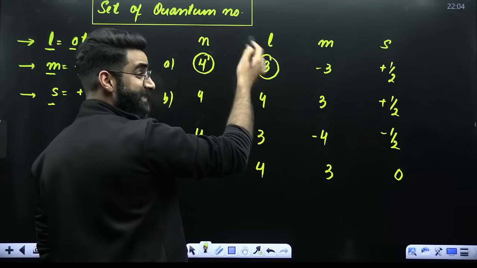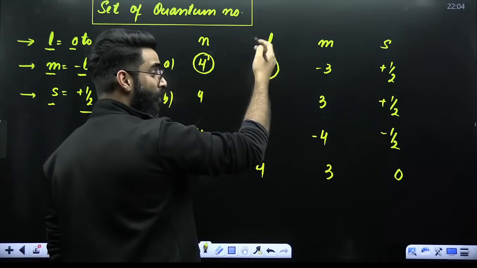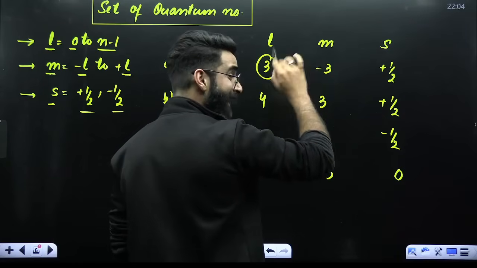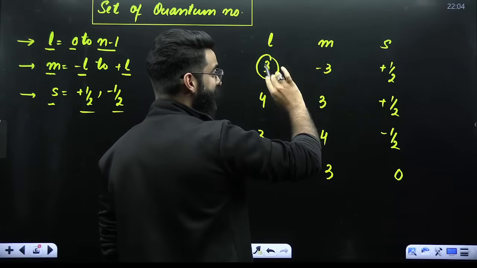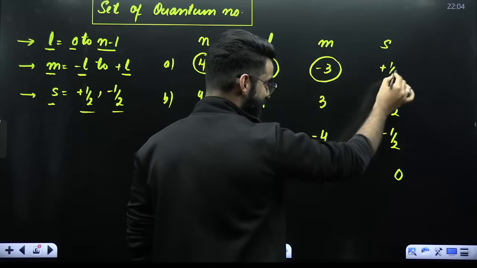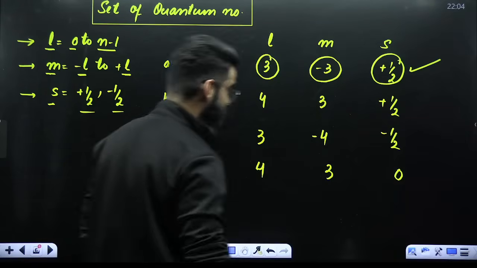0 to 4 minus 1. That means 0 to 3. Either 0 or 1 or 2 or 3. Correct. M is from minus L to plus L. So M will be from minus 3 to plus 3. Yes, minus 3 is given. And spin quantum number is plus 1 by 2. So this is the correct one.